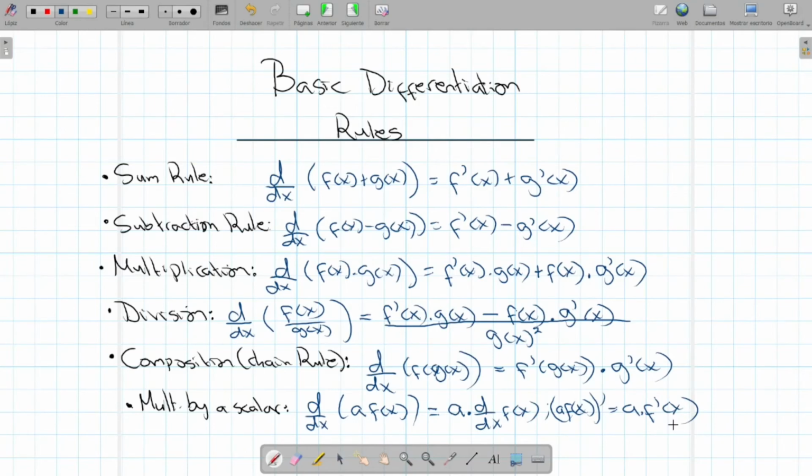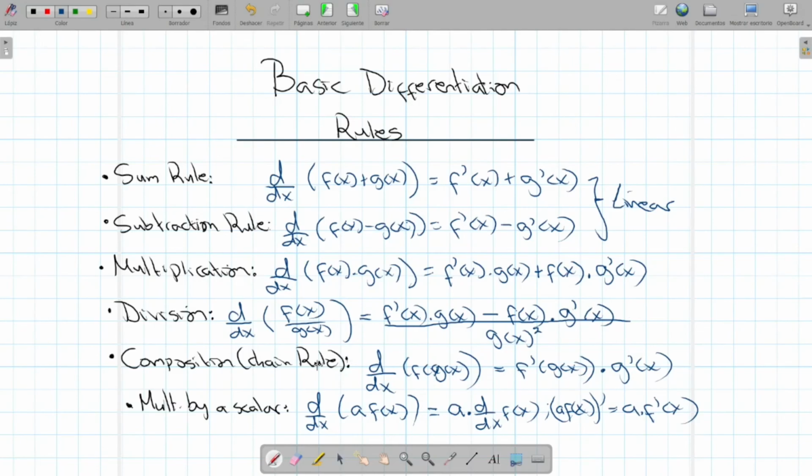Okay, so we need these basic rules. Remember, the sum rule is the sum of each derivative. The subtraction rule is the subtraction of each derivative, which means that the derivative operation is linear. For multiplication, we do the derivative of the first one times the second one, plus the first one times the derivative of the second one. Division, we can change it into a multiplication, or we can do the derivative of the numerator times the denominator minus the numerator times the derivative of the denominator, divided by the denominator squared.